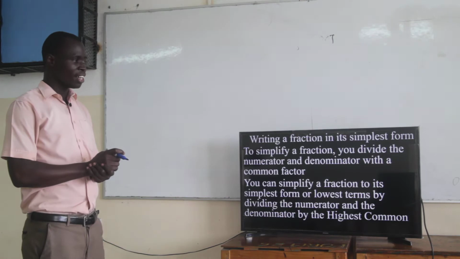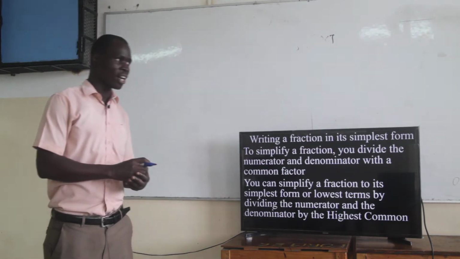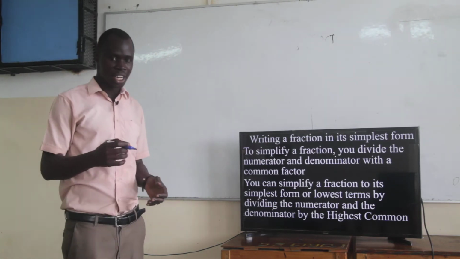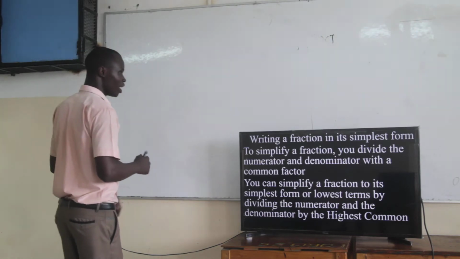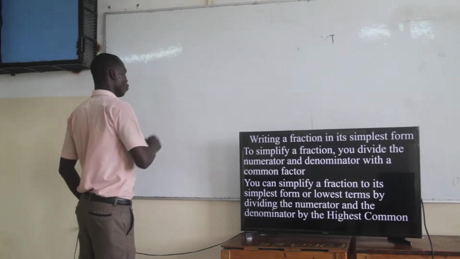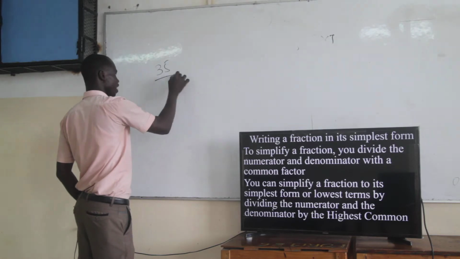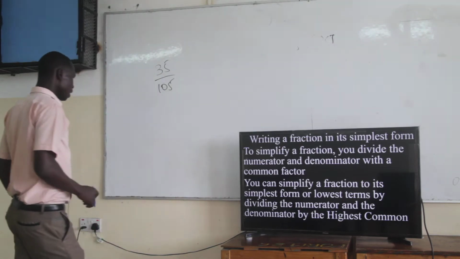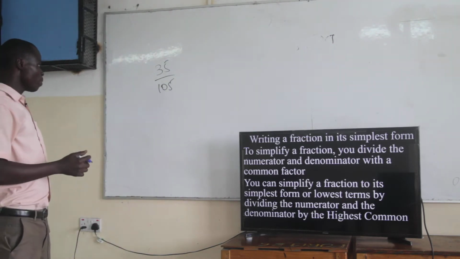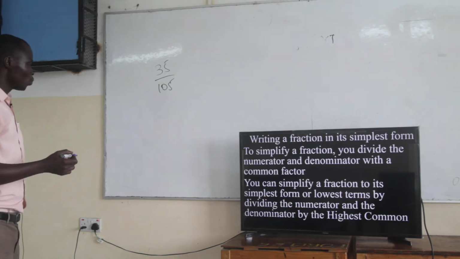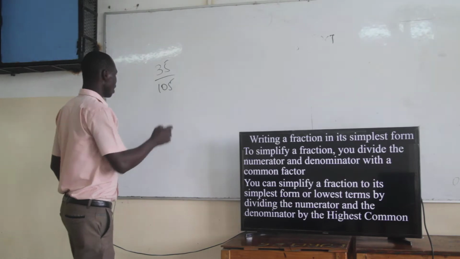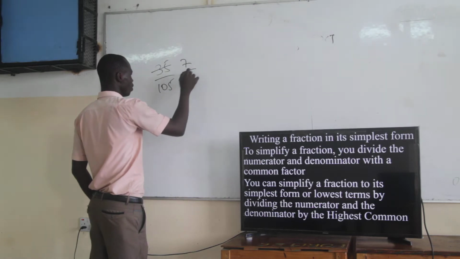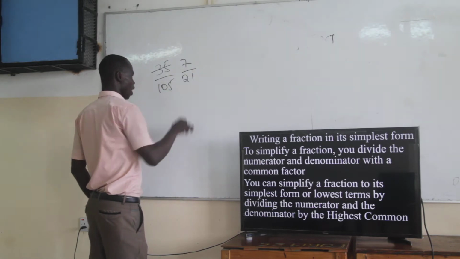If you don't find a number that you can work with comfortably to do the division, then you can choose any number to start cancelling out until you get what you want. For example, 35 over 105. Looking at this, immediately you might not know which number is the highest common factor. So you can start with 5. 5 goes into 35 seven times, and 5 goes into 105 twenty-one times.